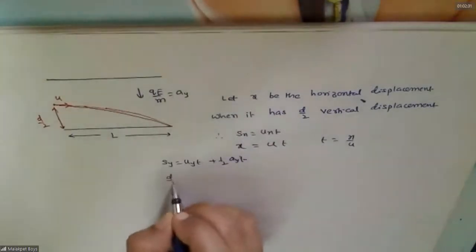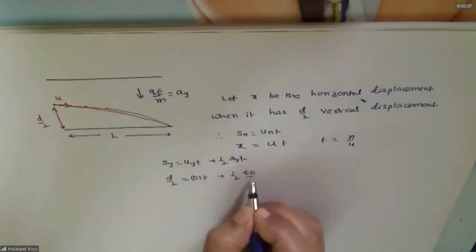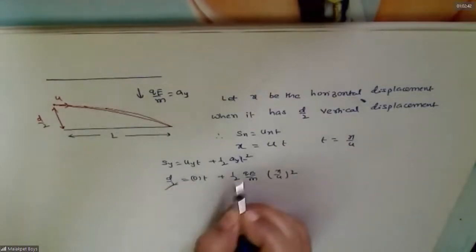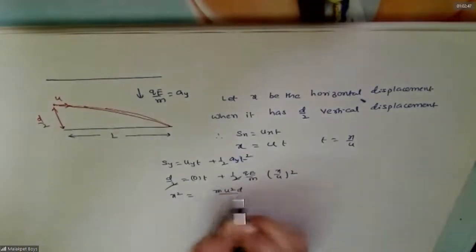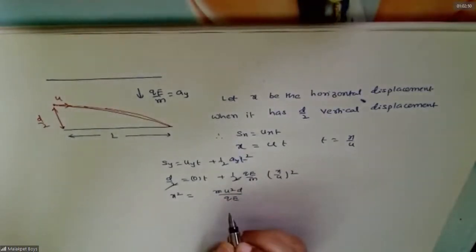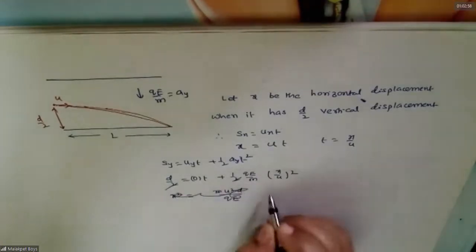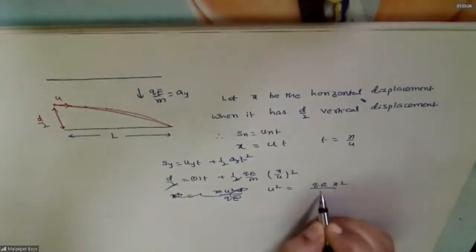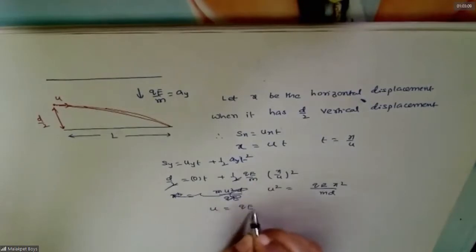This is d by 2, this is 0. T square means x by u whole square. Do you agree with this? So x square is m u square d by QE. Do you agree with this or not? So here we will find u square. QE x square by md. Any doubt? No doubts. No, sir.